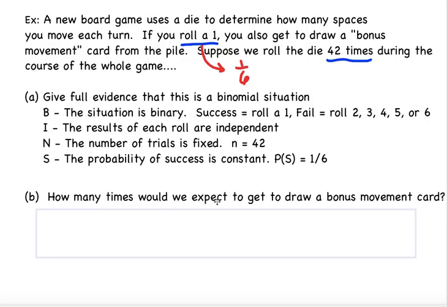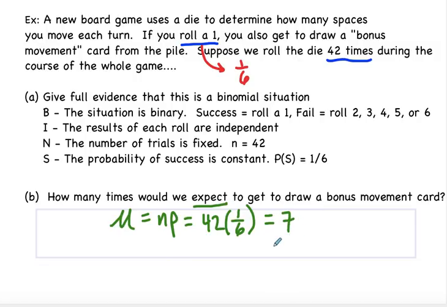So it's asking how many times would we expect to draw a bonus movement card? Well, when you see that word expect, you should think mean, like expected value. And on the last page, the mean is n times p. And so n is the number of trials, which was 42. And p is the probability of success, which we figured out is 1/6. So you just multiply those two together and you get 7. So we would expect to draw 7 bonus movement cards.